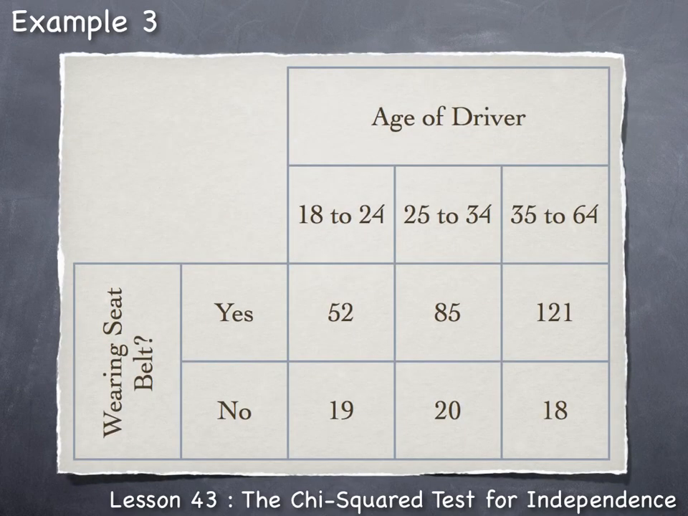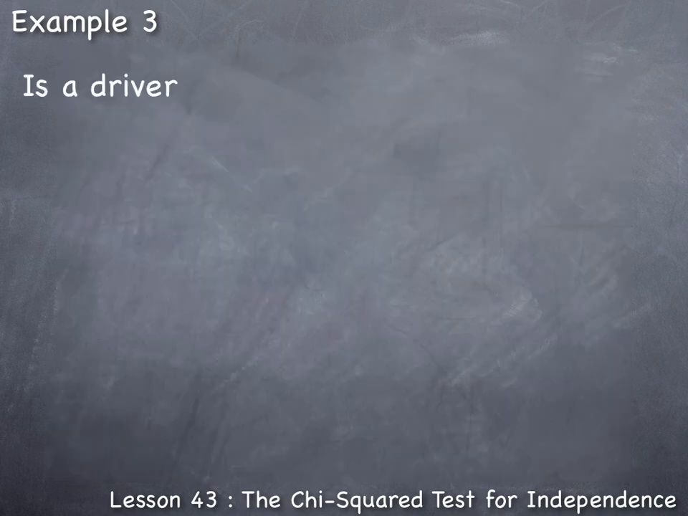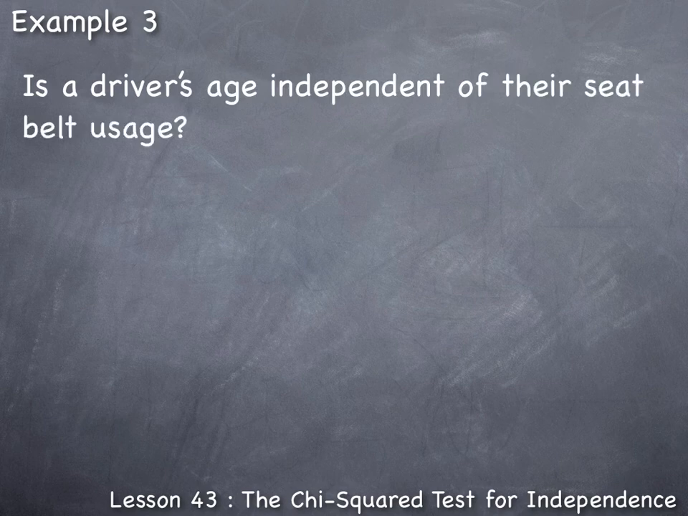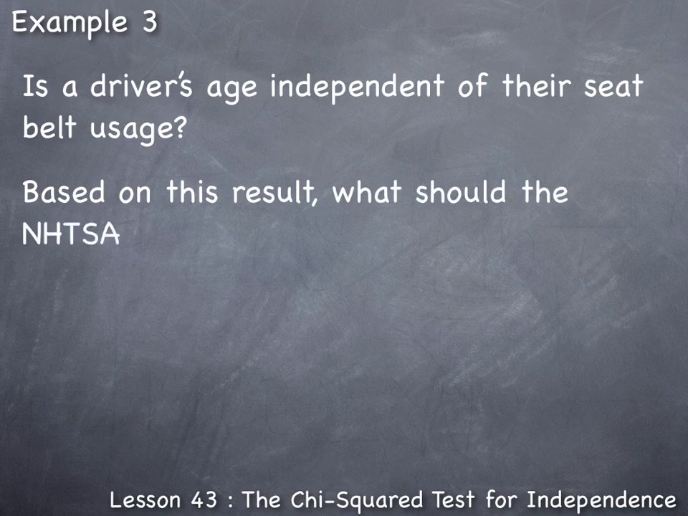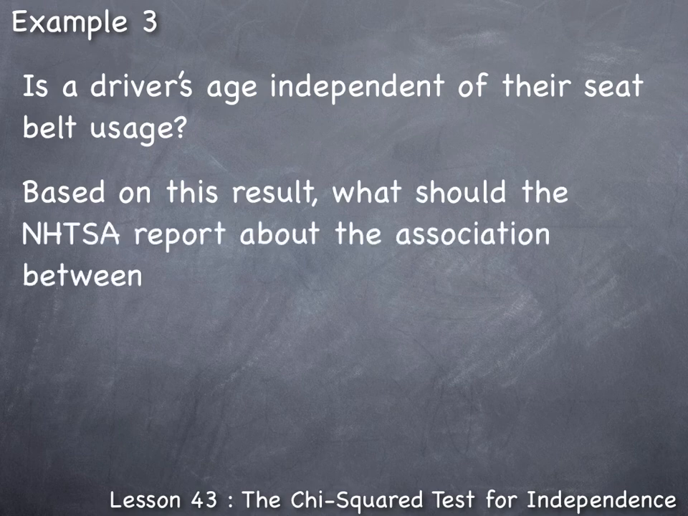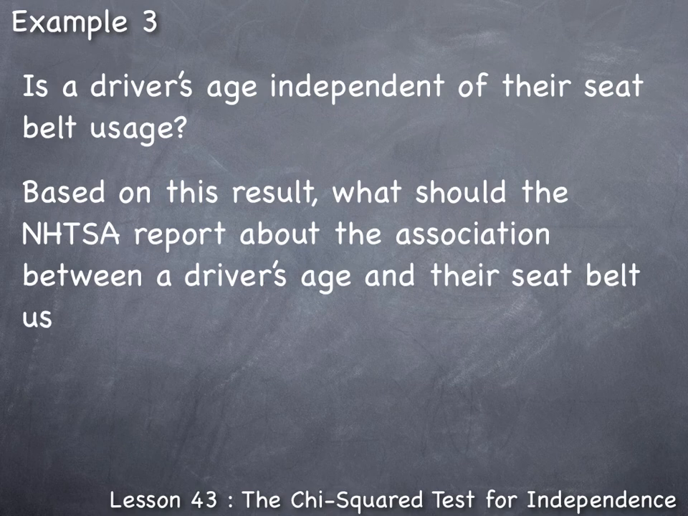This contingency table has 2 rows corresponding to the categories of drivers which either were wearing their seatbelt or not wearing their seatbelt, and 3 columns corresponding to the 3 categories of driver age, the 18 to 24-year-olds, 25 to 34-year-olds, and 35 to 64-year-olds. Question: is a driver's age independent of their seatbelt usage? Then, based on this result, what should the NHTSA report about the association between a driver's age and their seatbelt usage?